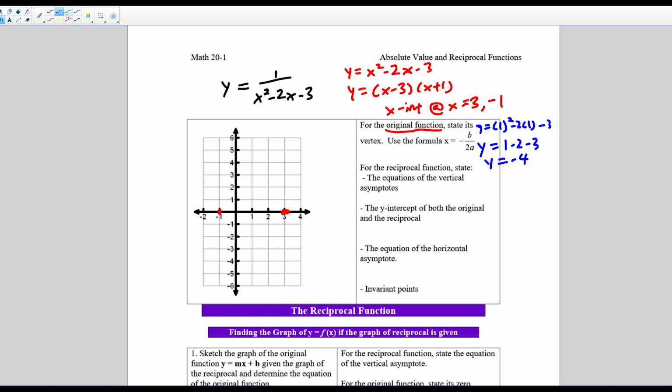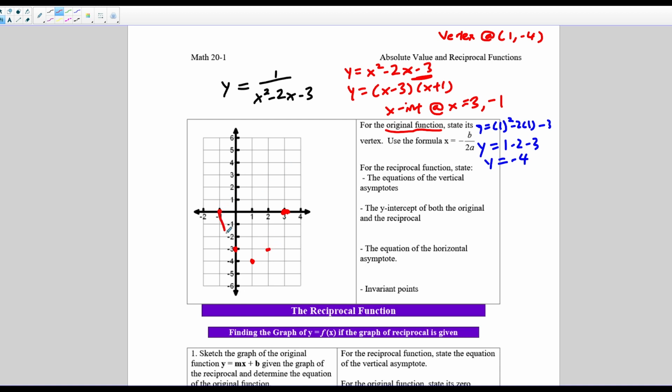So for us, the vertex of our original graph is at 1, -4. I'll write that here, vertex at (1, -4). So (1, -4) is going to be right down here. We can tell that our y-intercept is going to be at -3. So again, due to symmetry, if our axis of symmetry is right here at x equals 1, and we're looking 1 unit over to the left for my y-intercept point, there's going to be another point right here as well.